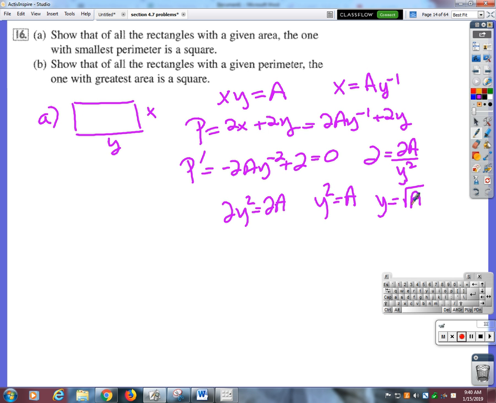And if I take that and plug it back into like here to figure out what x is, then that means x is, bless you, it was contagious, x is the square root of a also. So since the dimensions are the same, that means it has to be a square. Okay?